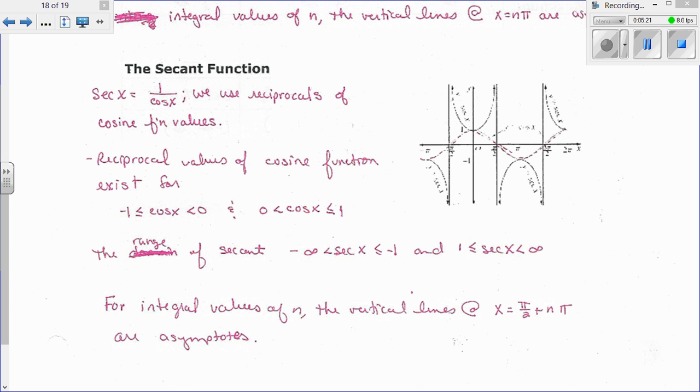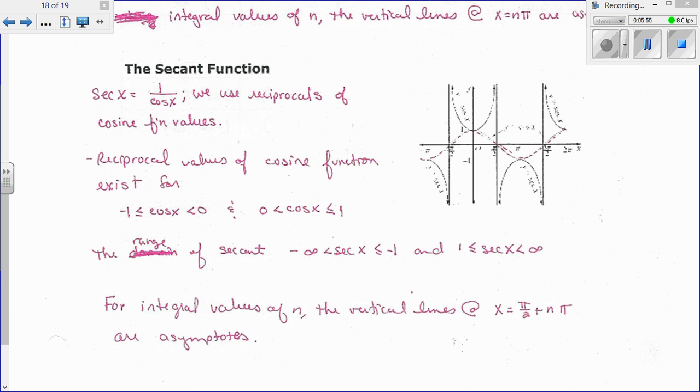The secant of x is equal to 1 over cosine x. And so we will use the reciprocals of the cosine function values to do these. The reciprocal values of the cosine function exist between -1 and 0, but not including 0, and 0, not including it, all the way up to 1, where you are including it. The range of the secant goes from negative infinity to -1, and again from 1 to positive infinity.